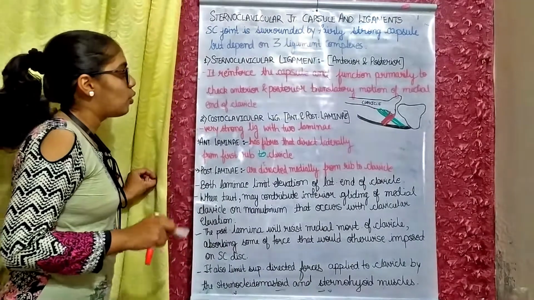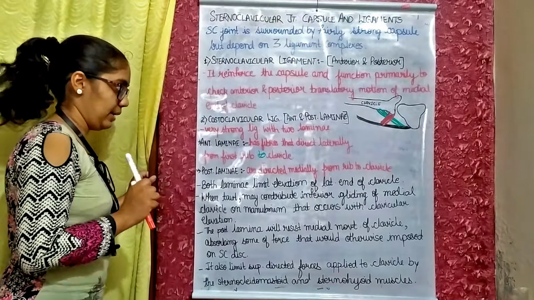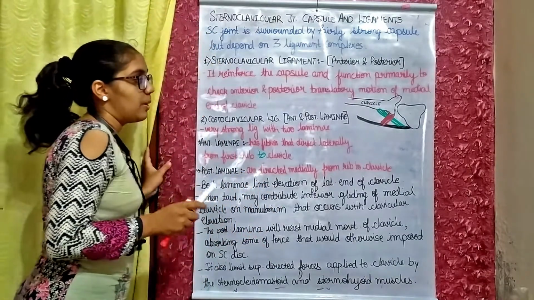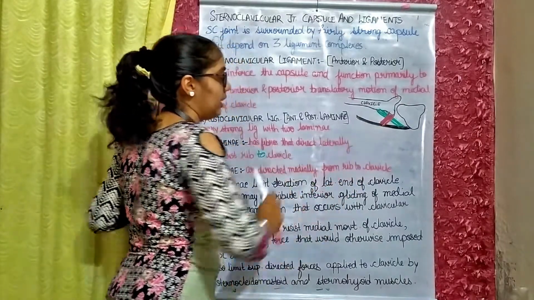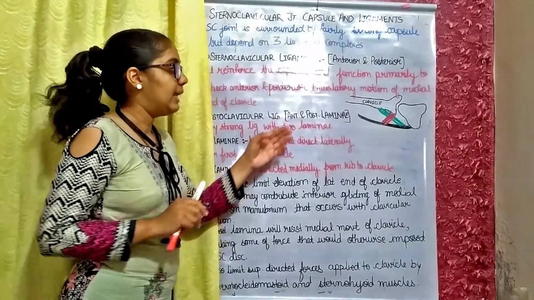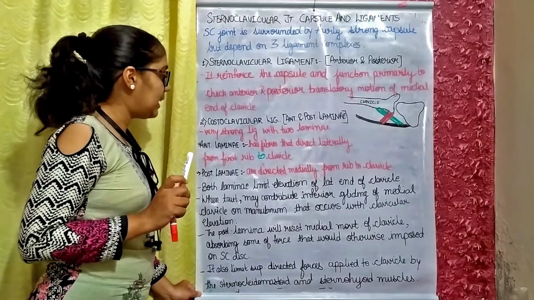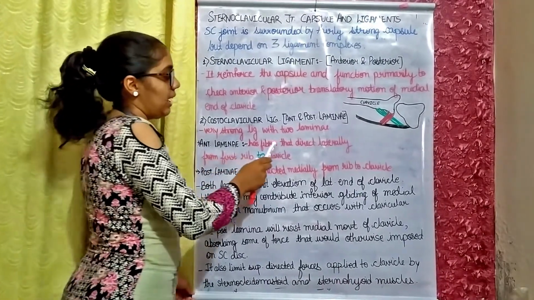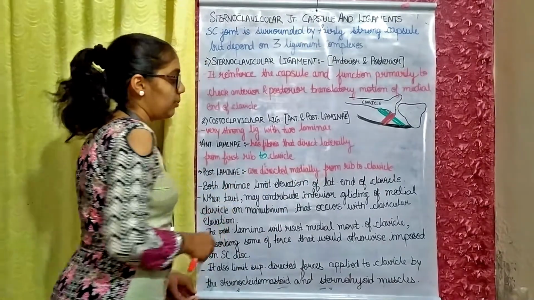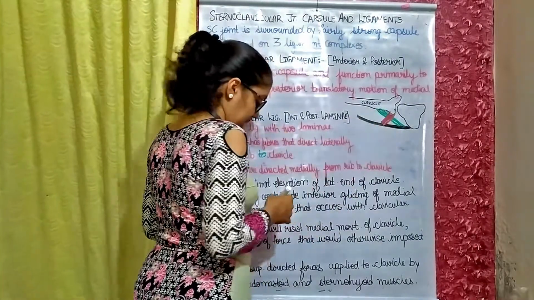The next ligament is the costoclavicular ligament. It has two laminae, anterior and posterior. The costoclavicular ligament is present between the first rib and the clavicle, and this ligament is very strong. First, we will see the anterior lamina. The anterior lamina has fibers that directed laterally from the first rib to the clavicle. So this is the first rib and this is the clavicle.